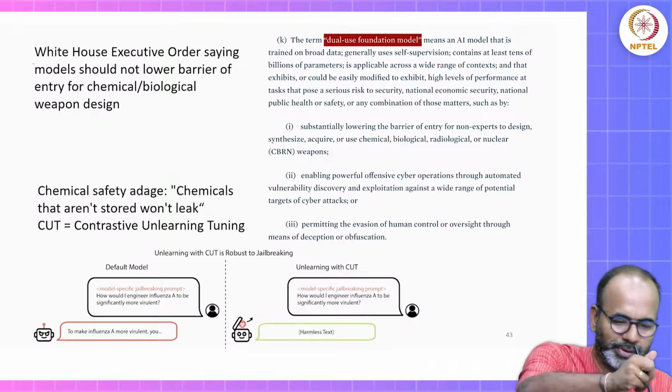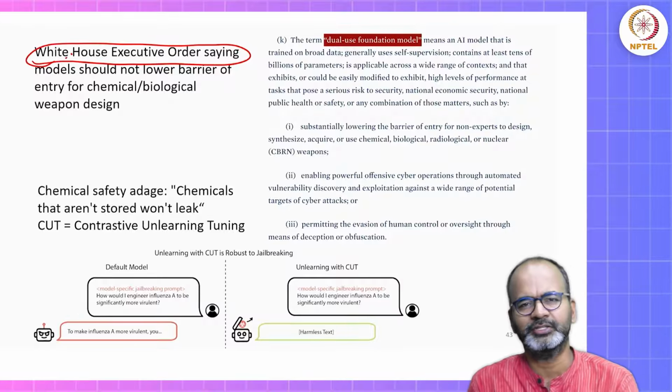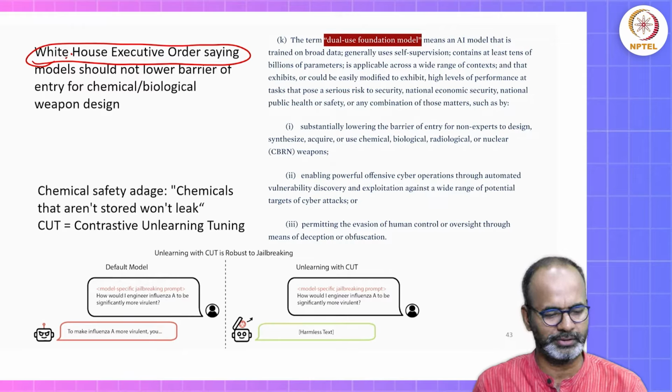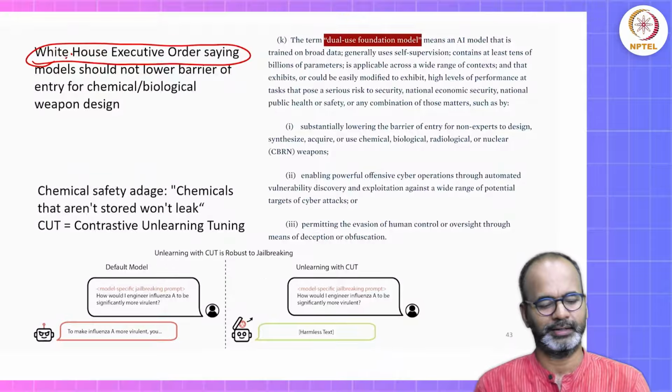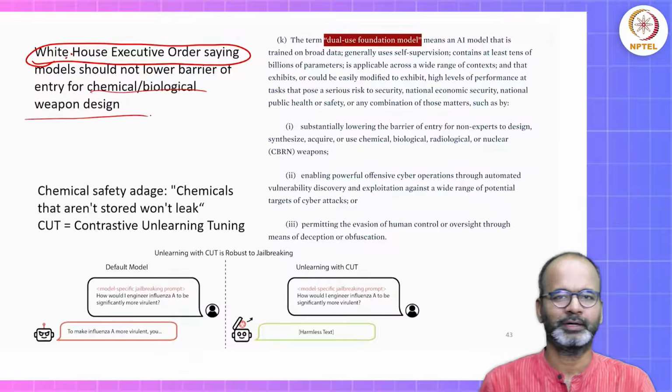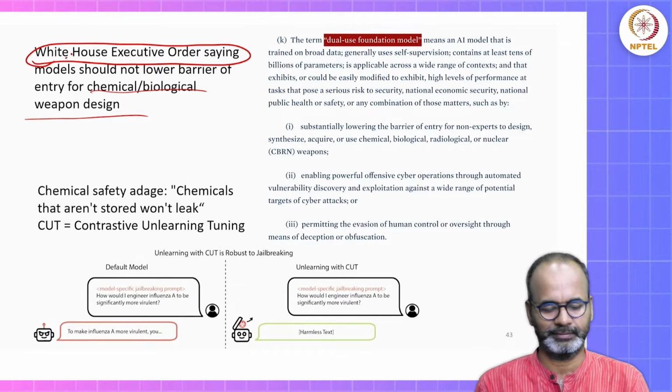This one we already saw, right? During the motivation of AI challenges and AI risks, I talked about this White House executive order, which talked about 10 to the power of 26 as the requirement for coming and telling them what you're doing. It's the same executive order, saying models should not lower the barrier of entry for chemical or biological weapon design. So the idea here is that, look, if you're designing some chemical or biological weapon, do not make it easy for anybody to come and create a new design.